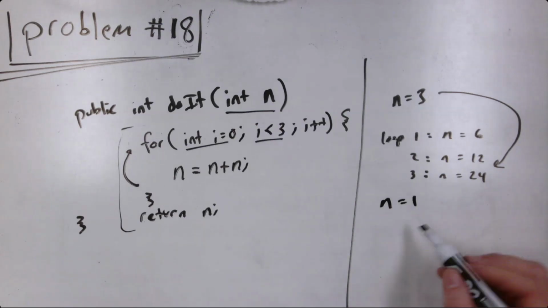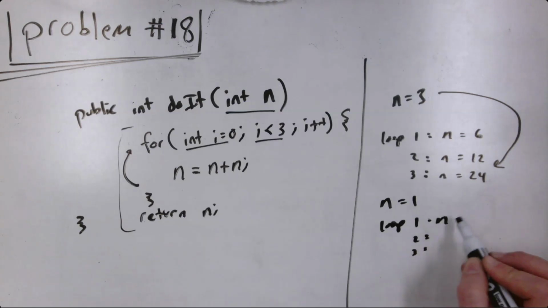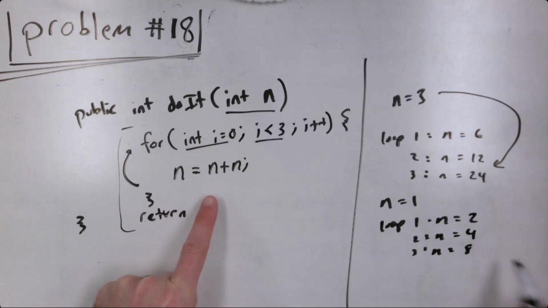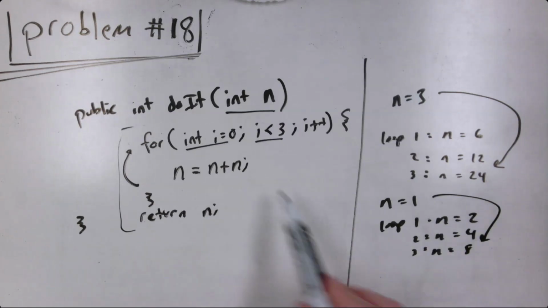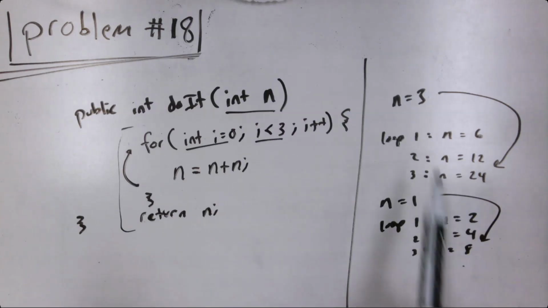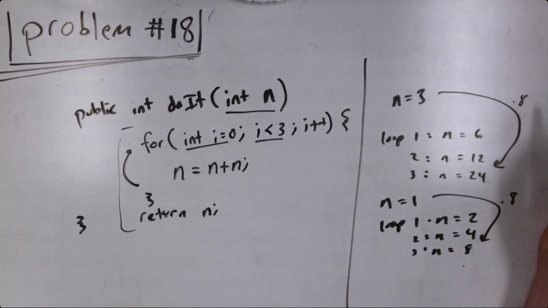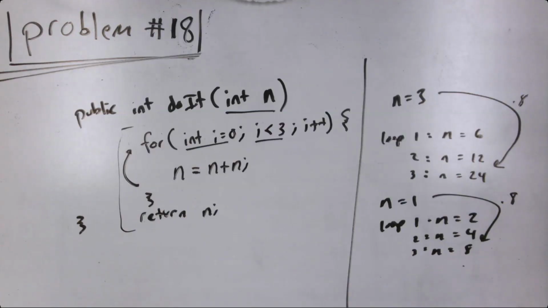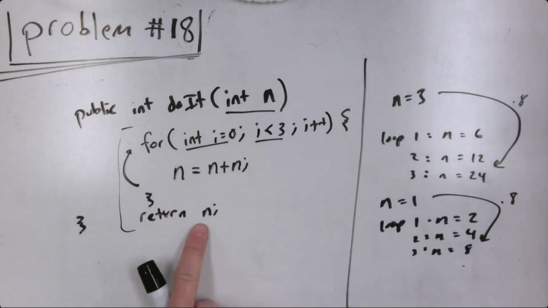Let's say n is 1, and let's do loop 1, 2, 3. So if n is 1, after the first loop, 1 plus 1 is 2. After the second loop, 2 plus 2 is 4. After the third loop, 4 plus 4 is 8. So how do you think about a single operation that will turn 1 into 8, but that will turn 3 into 24? And if you said all we're doing is multiplying by 8, that would be right. So you could replace all of this just by saying return 8 times n.